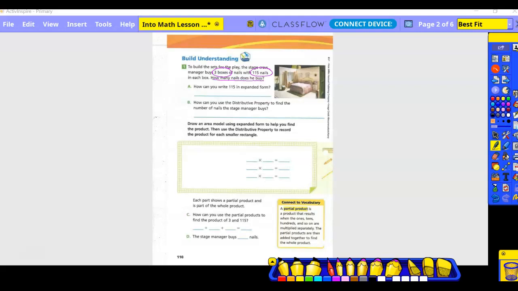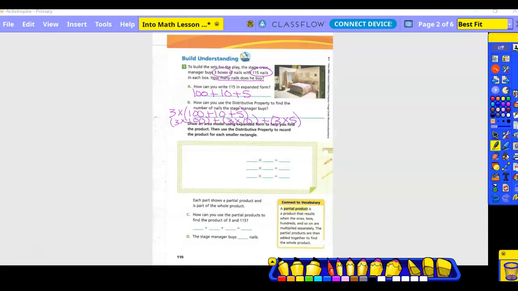So they want us to write 115 in expanded notation or expanded form. So I would write 100, because we're pulling it apart, plus 10 plus 5. How can you use the distributive property to find the number of nails the stage manager buys? So basically, we're going to plug that 3 into it. So I got 3 times 100 plus 10 plus 5. And then we would do 3 times 100 plus 3 times 10 plus 3 times 5 in order to plug it all the way through.